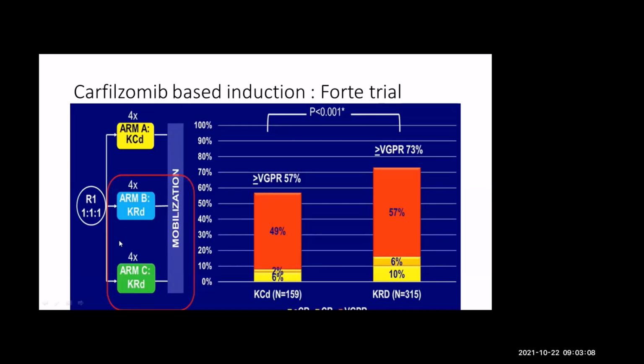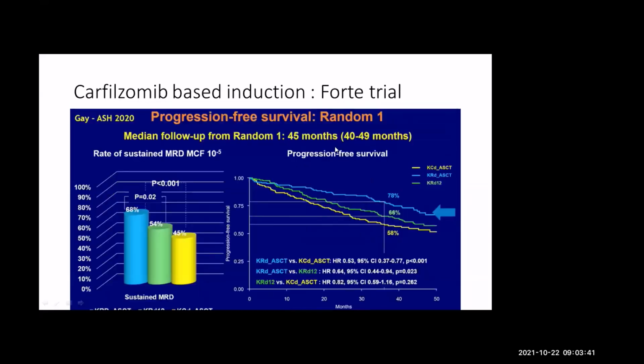What this three-arm study looked at first is the response rate at the end of induction before transplant. And as shown here, there is a huge gap in the VGPR or better rate when you use the carfilzomib-lenalidomide-based induction. So definitely, carfilzomib with cyclophosphamide cannot be used, and it is inferior to KRD-based induction. Another goal of this study was whether we need to do transplant when you use a KRD-like regimen. That was the second part of this study, which we'll see later on.